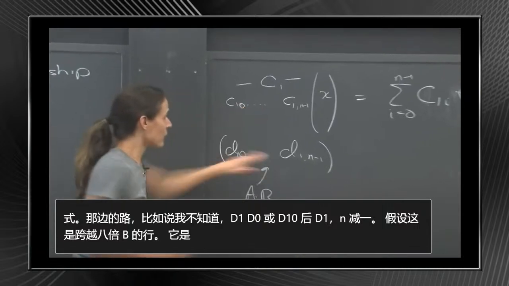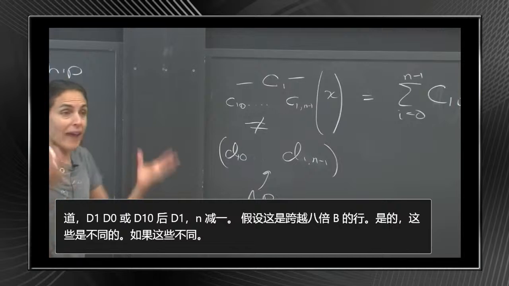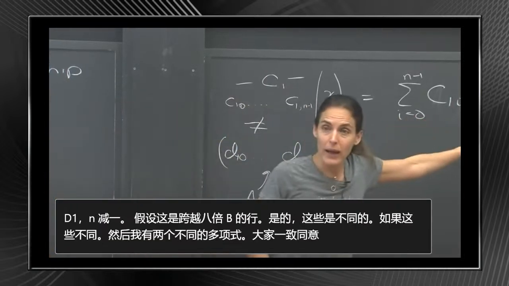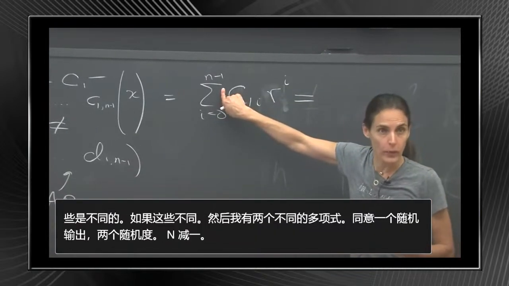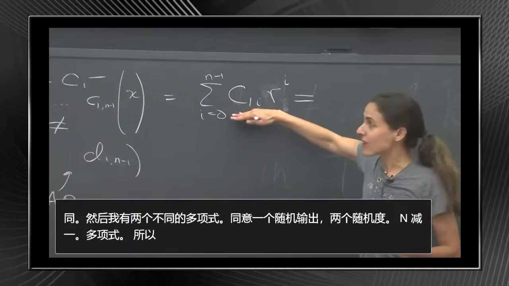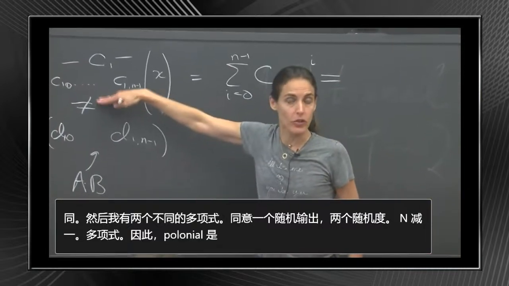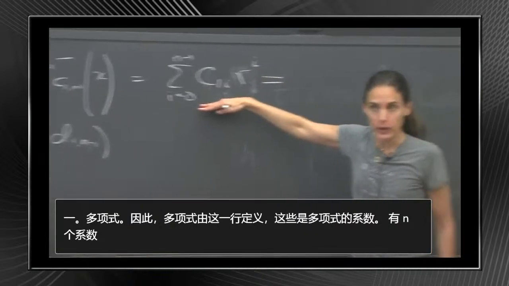If these are different, then I have two different random degree n minus 1 polynomials that agree on this R. So the polynomial is defined by this row. These are the coefficients of the polynomial. They're n coefficients, so it's a degree n minus 1 polynomial.